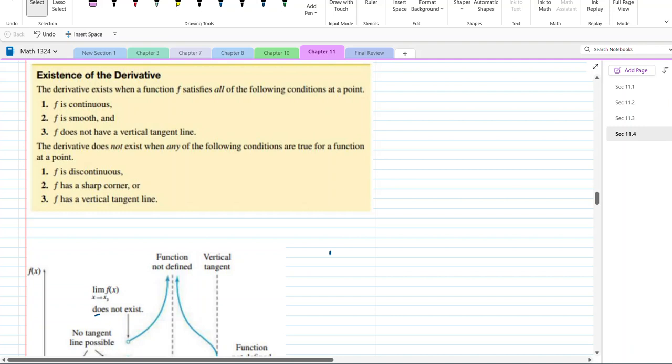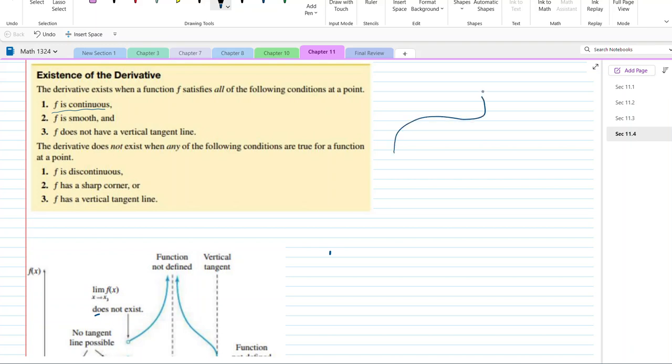Now we're at this point. This is the new material, and here we go. The existence of a derivative. In a derivative, there has to be continuity within the function. Before, we could take a limit and there could be a hole, but here we're talking continuity. F is continuous. In other words, there's no break.